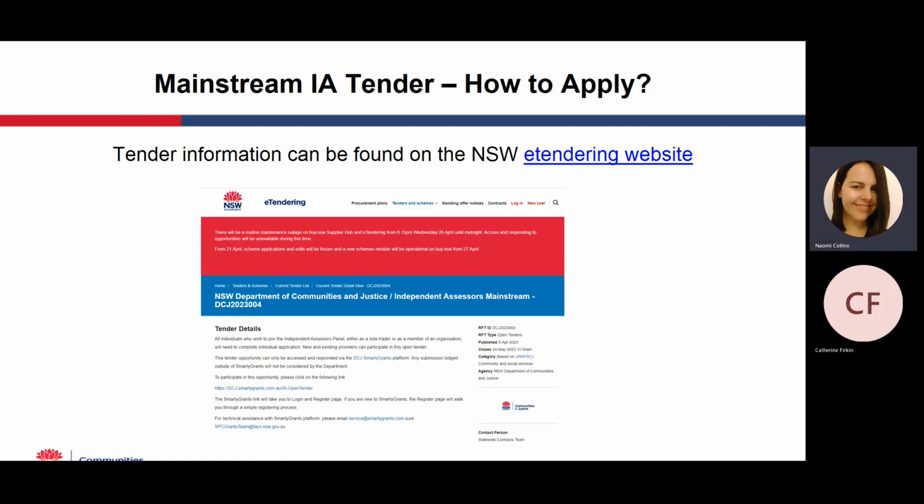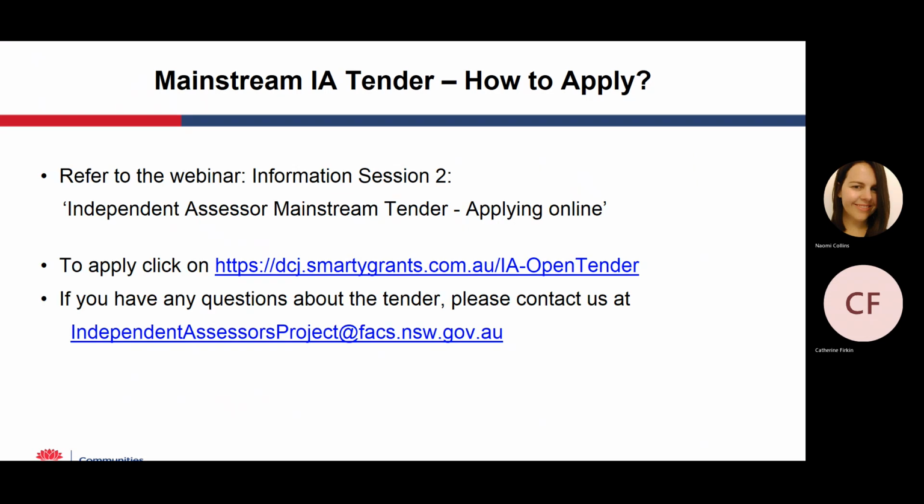Tender information can be found on the New South Wales e-tendering website. This will give you access to tender information and a link to the application in Smarty Grants. Please refer to the video called Independent Assessor Mainstream Tender Applying Online if you would like more information on the application process within Smarty Grants. To apply, click on the Smarty Grants link in the e-tendering website.